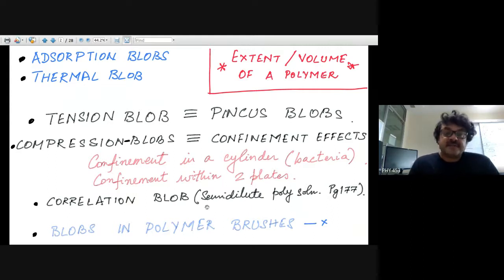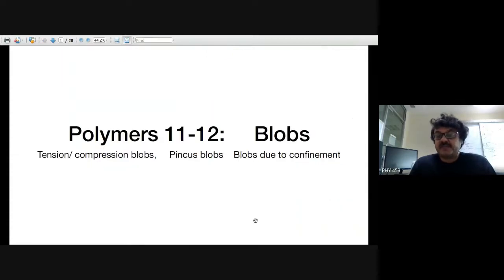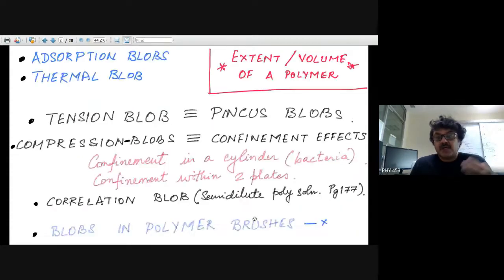One can also have the correlation blob, and that typically comes up during discussions of semi-dilute polymer solutions, and that is on page 177 of Rubinstein. You can also have blobs in polymer brushes, but we are not going to discuss that. So what is a blob? It's essentially a measure of the extent of a polymer or a segment of a polymer.